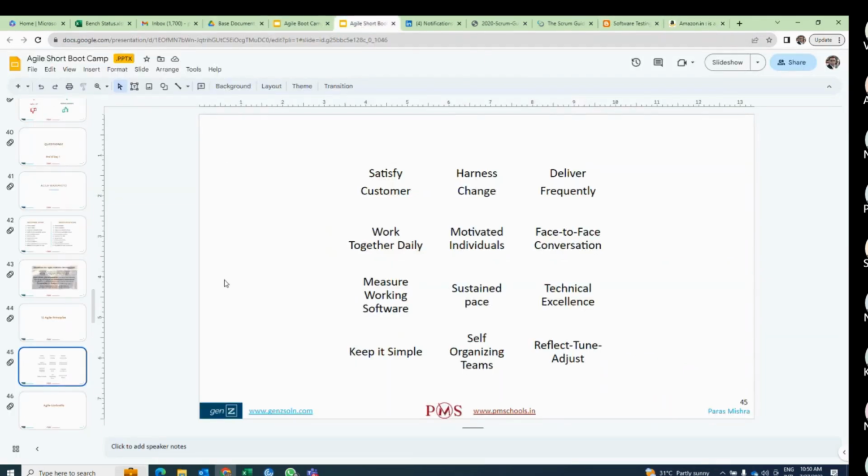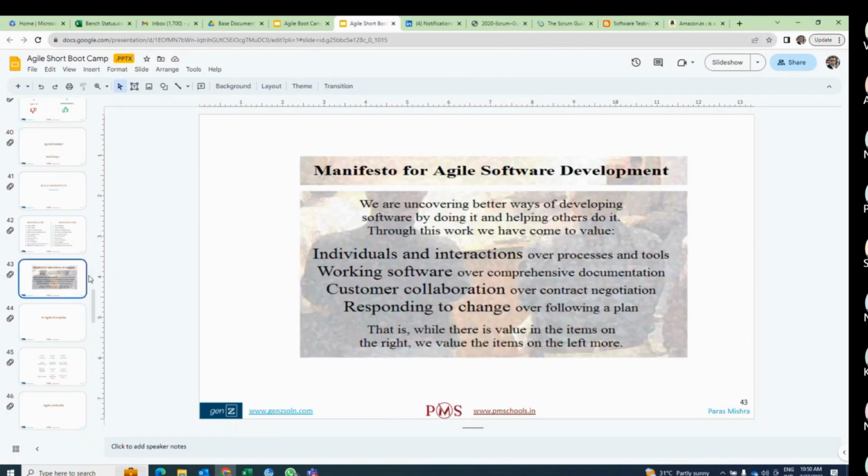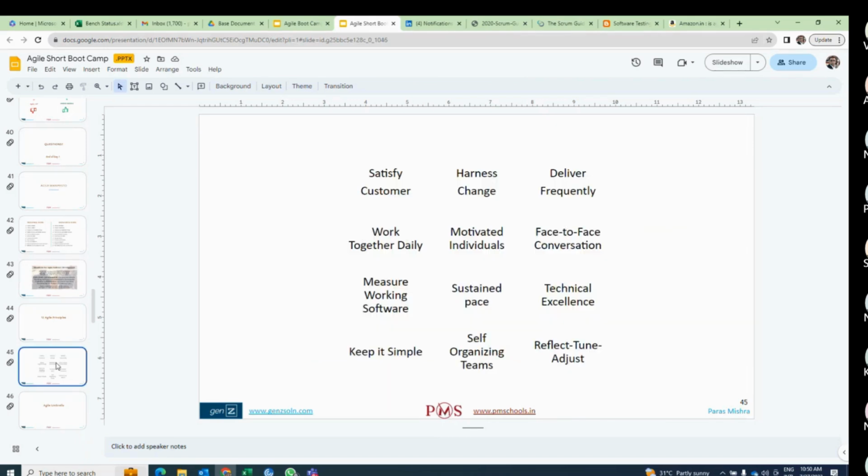Any questions on this before I move to the next topic? Any questions on the software development manifesto, the agile manifesto, and the 12 principles?